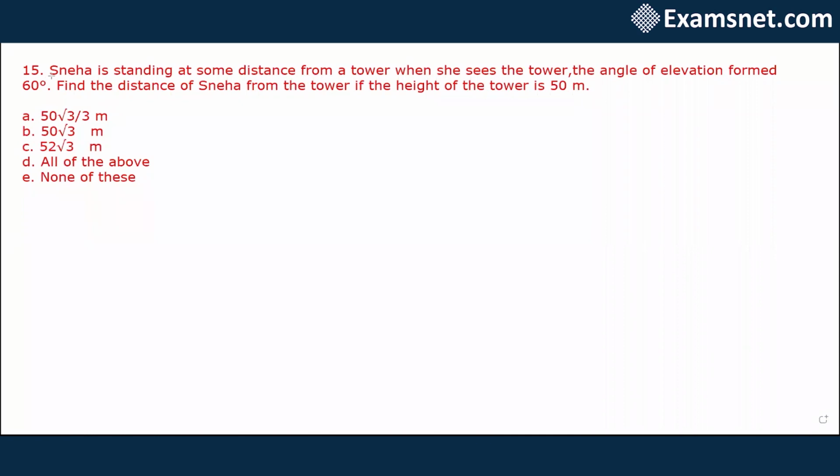Question number 15 states that Sneha is standing at some distance from a tower. When she sees the tower, the angle of elevation formed is 60 degree. Find the distance of Sneha from the tower if the height of the tower is 50 meter. So let's say here is the tower, which is 50 meter height, and Sneha is standing at some distance.